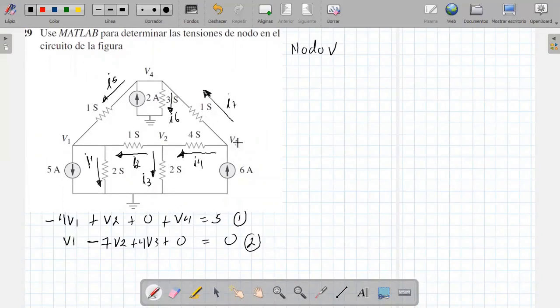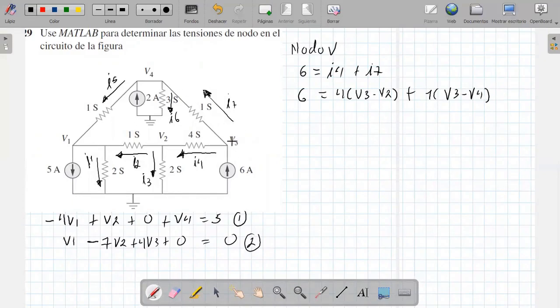From point B, there will be 3 currents that come in at 19 amps, the same as what comes out, which would be the 4 plus the 7. So the current 4 is the one that comes here, since it would be 4 times V3 minus V2, and plus the current 7 here would be the one that multiplies V3 minus V4. The current would be equal to 6.